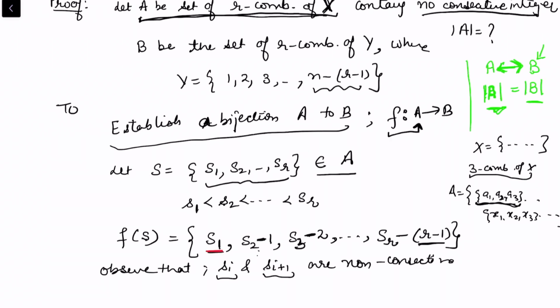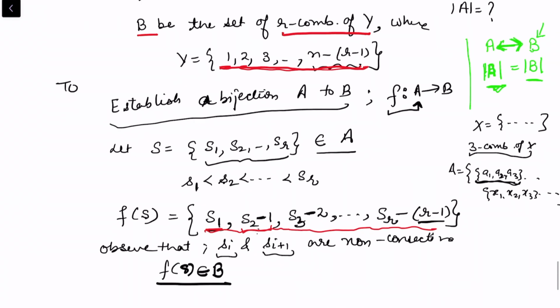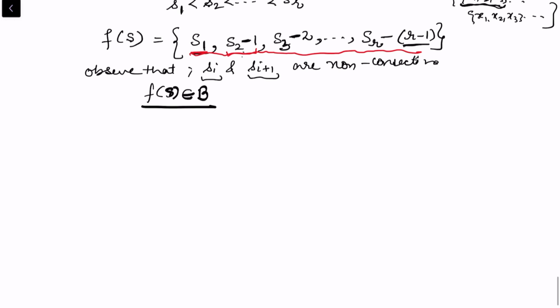And so s1 is the same as your first element, s2 minus 1 is the same as your second, or we may say B is a set of R combinations of Y. That means any R combination that we can construct from this set, f(s), will definitely be a member of B. f(s) will be in B, or I'll say f(s) is an element of B. So we see that f is a mapping from A to B. This is an injective map. We have considered an element in A and we have shown that it belongs to B.